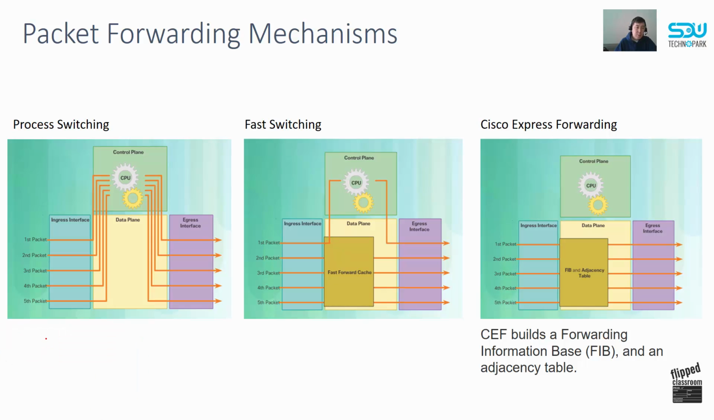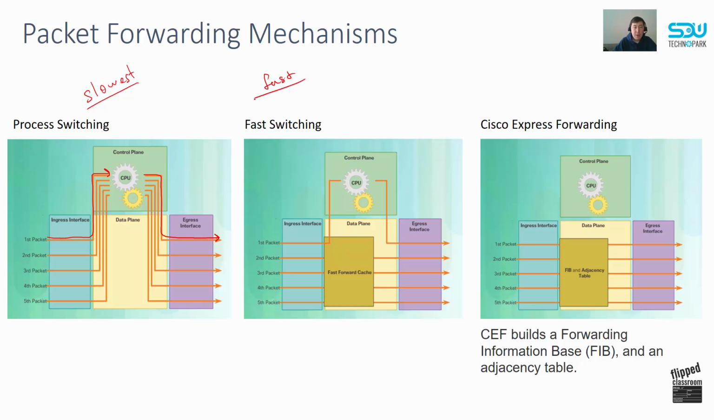If we compare them, the slowest one is process switching. It means that every packet, when it comes to the router, requires a lookup to decide where to resend that packet. So our request will go to the CPU, and the CPU will perform operations as you saw before: the CPU will map the routing table with the destination IP address, and after making a decision, the router will resend the information through the outgoing interface.